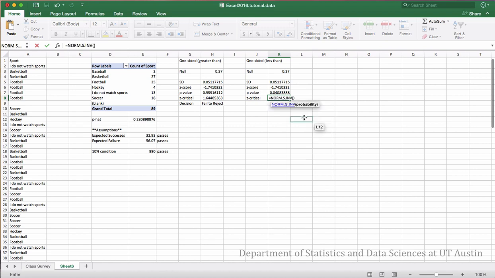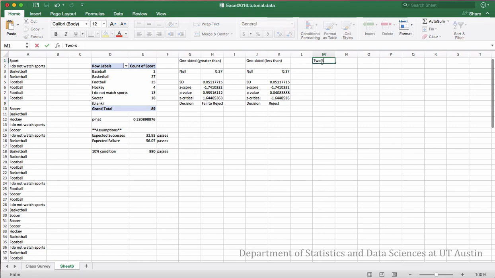That value is going to be NORM.S.INV. And what we want is the bottom 5% because our alternative is less than. So I want the bottom 5%. And since Excel gives us left-hand probabilities, I'm going to say 0.05. And I get a z-critical of negative 1.645, which our z-score does exceed. Negative 1.74 is further out than 1.645, so our decision should be to reject the null hypothesis. And we would conclude that there is evidence that the proportion of people that prefer football is indeed less than the claim of 0.37.